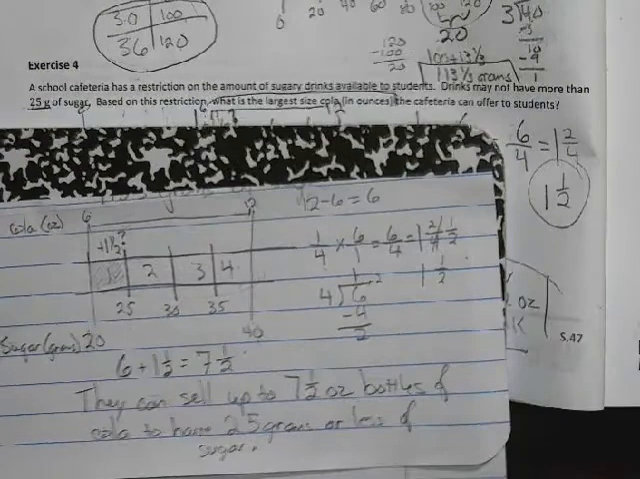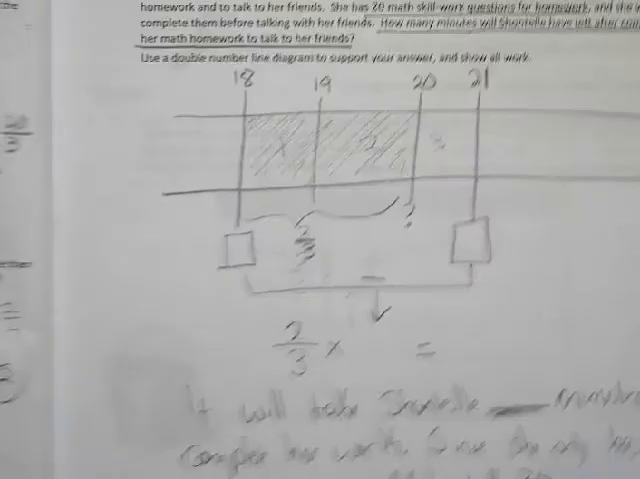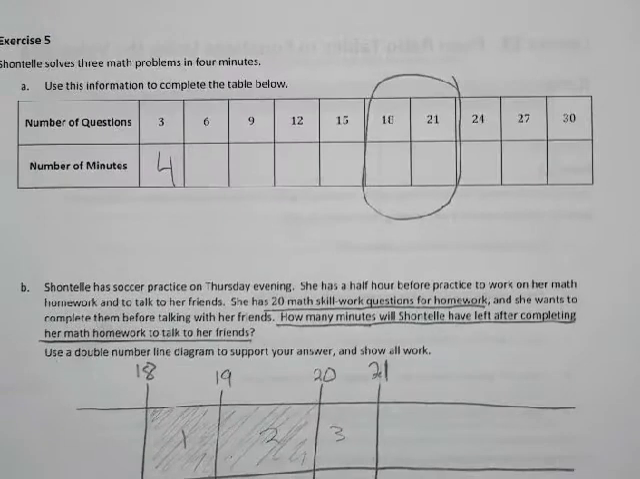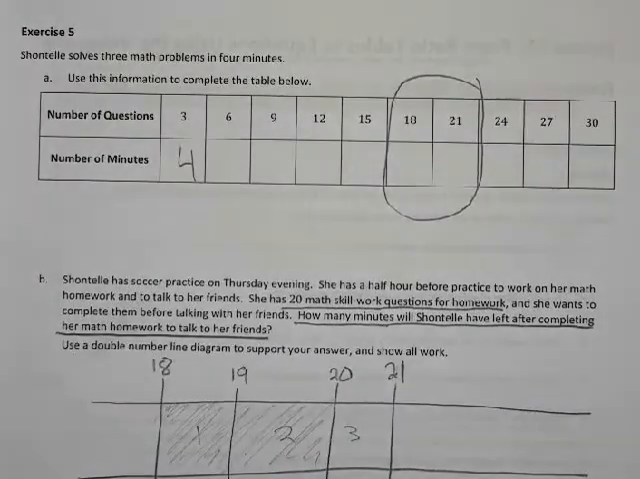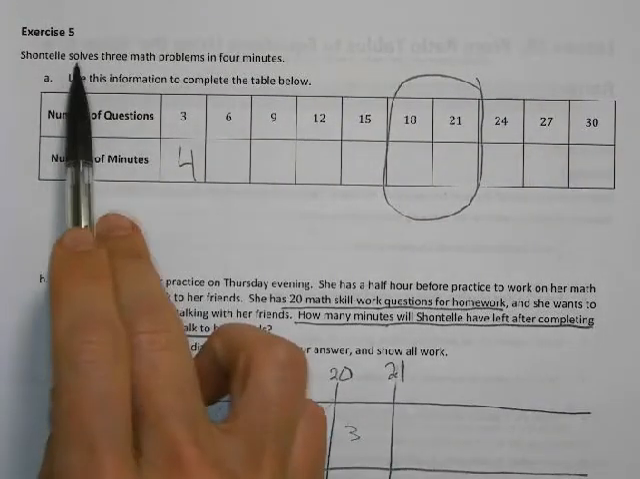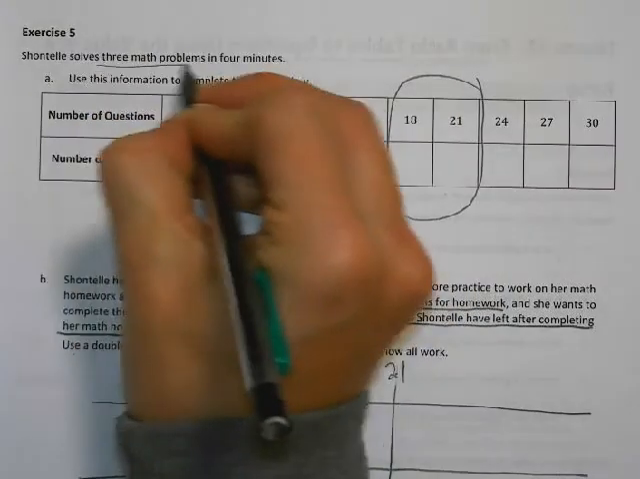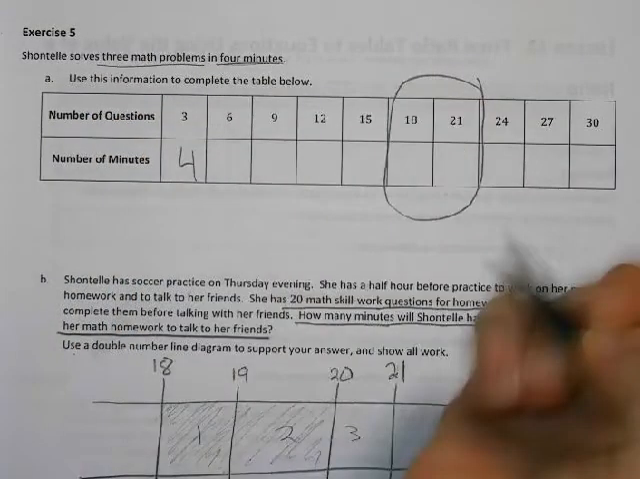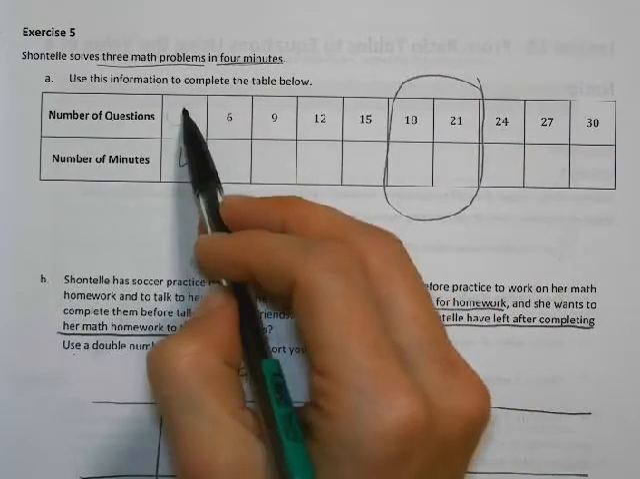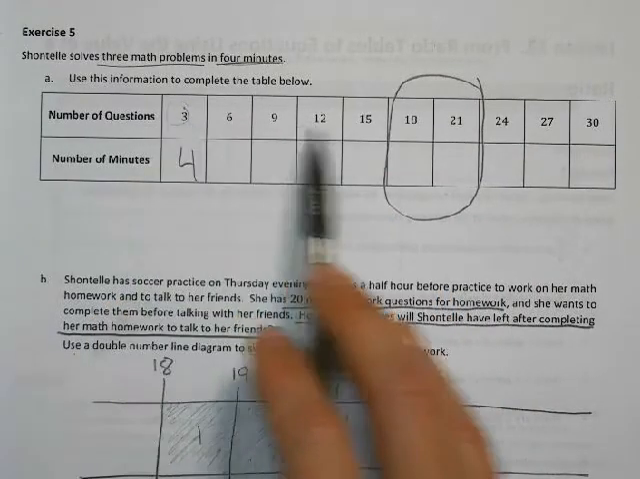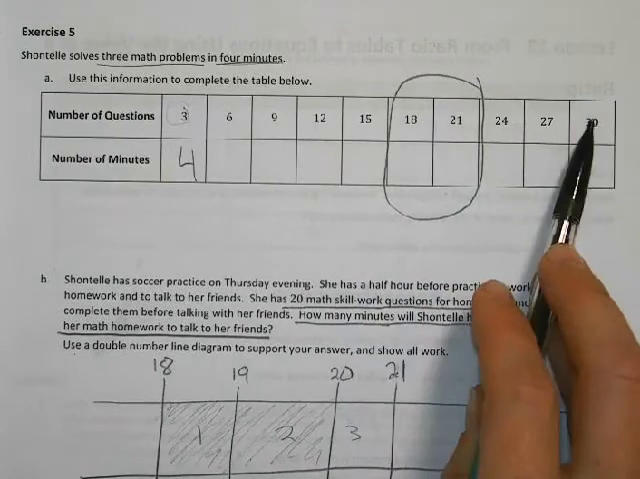So I'm going to help you set up the exercise you have to solve yourself. If you look over here, they give you a ratio up here. Chantel solves 3 math problems in 4 minutes. So they start you out. They show you the number of questions: 3, 6, 9, 12, 15, 18, 21, 24, 27, 30. You have to fill out the rest.